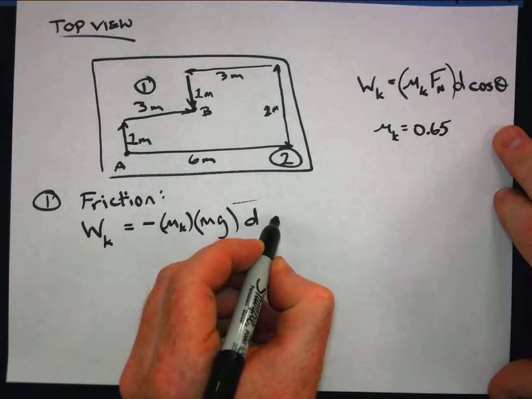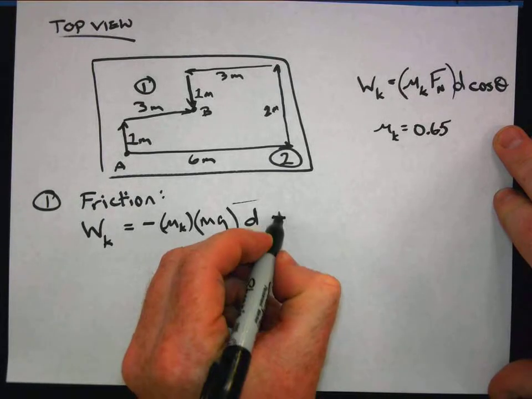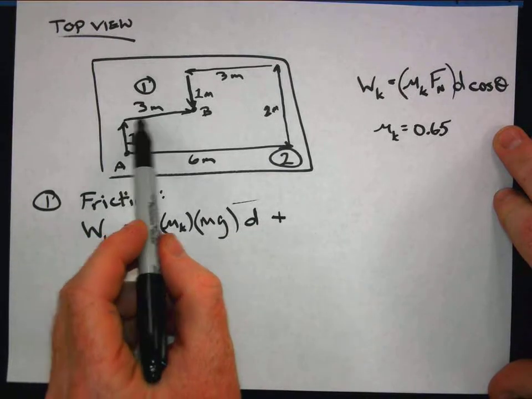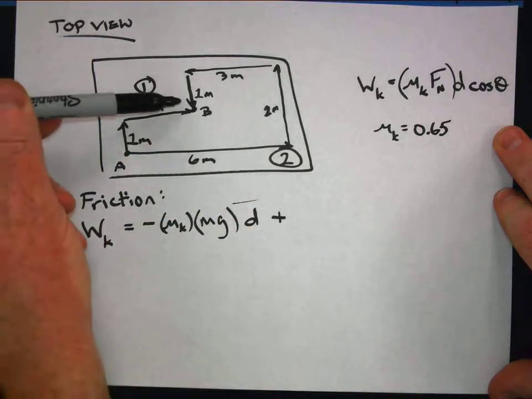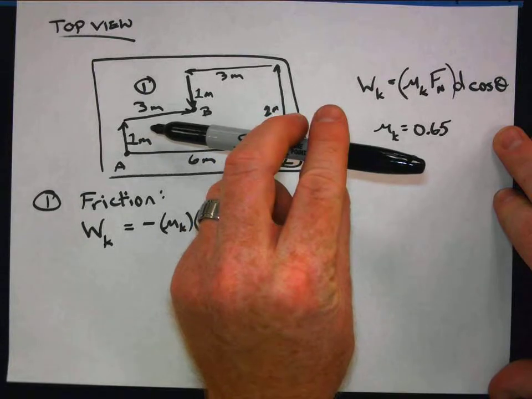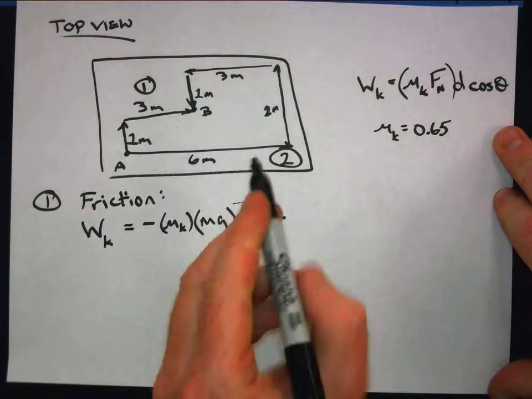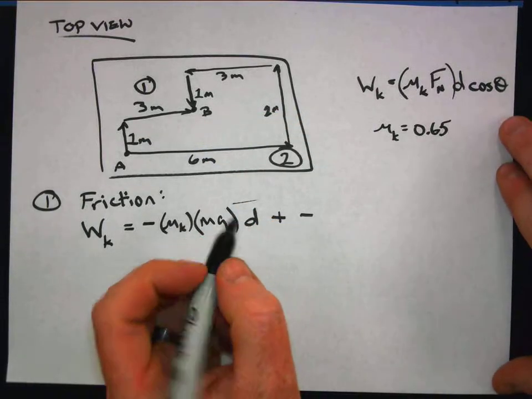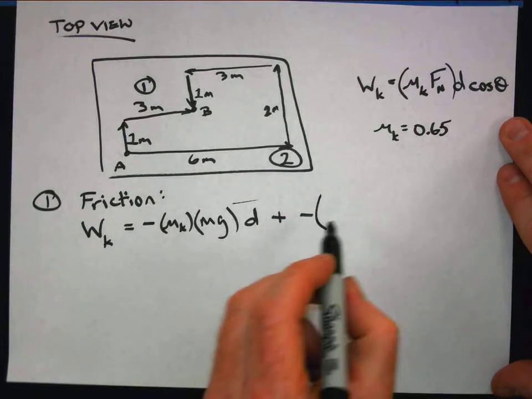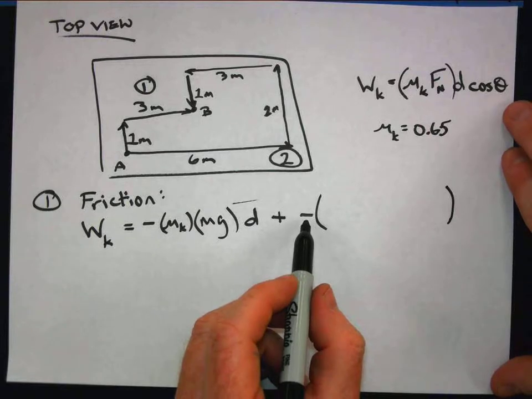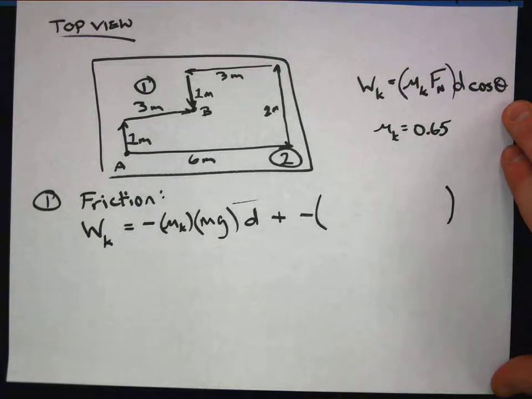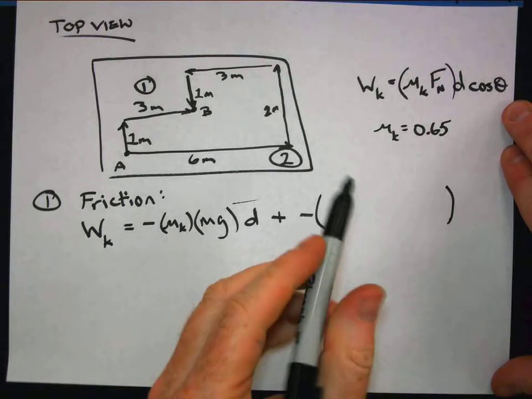But now, I'm going to add the work done by friction for the next segment. But again, the distance traveled is to the right, friction is acting to the left, the angle between them is 180. And so the cosine of 180 is -1, so I need a minus sign here. And I'm going to add the negative of that amount of work done. Or I should say it has a negative value.